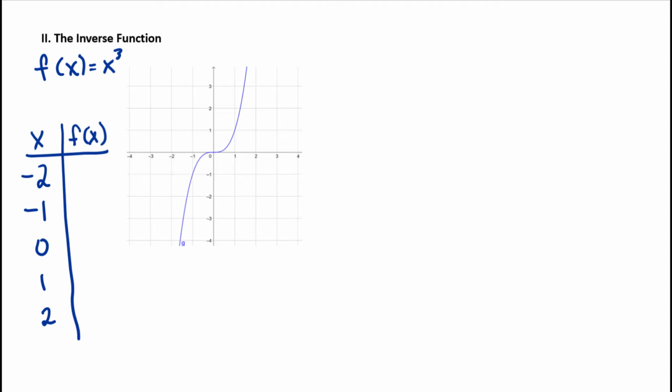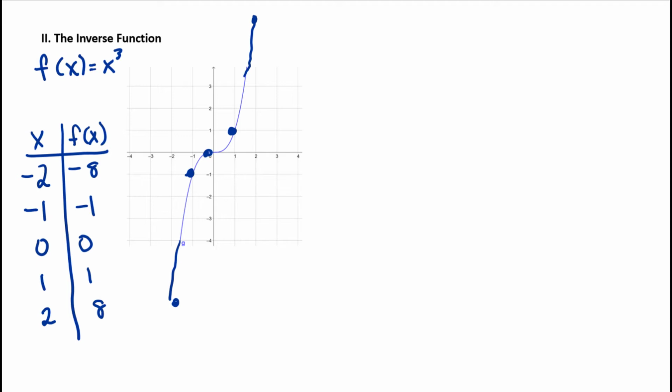So for -2, I get -8, and then going horizontally across for x equals -1, the y value is -1. For 0, the y value is 0. For x equals 1, the y value is also 1, but for x equals 2, the y value is 8. The ordered pairs -2, -8 and 2, 8 are off the grid, but let's mark the other points on the graph. So that is, let's mark -1, -1, 0, 0, and 1, 1. Okay? Just keep that in mind.